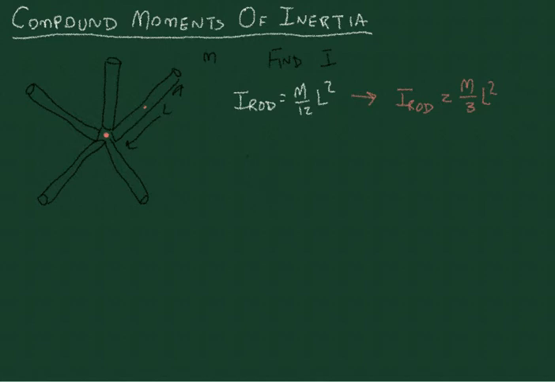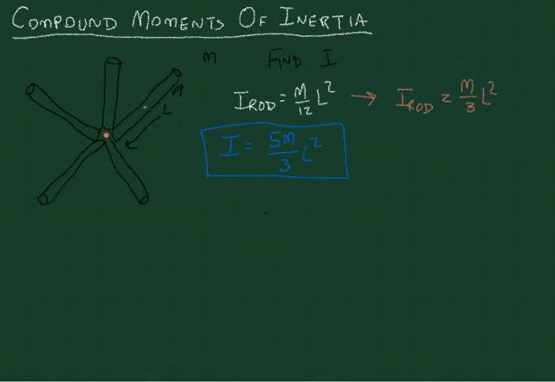Now to calculate the new moment of inertia I, it's as simple as adding up all 5 of those. So we just have 5 times m over 3 L squared. That's the moment of inertia for this system.